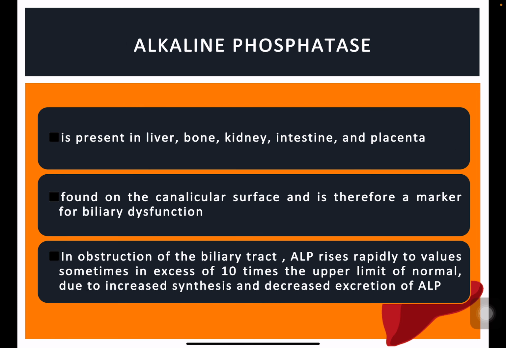Alkaline phosphatase is present in the liver, the bone, the kidney, intestine, and placenta. And it is found on the canalicular surface and is therefore a marker for biliary dysfunction together with your gamma glutamyl transferase. So in obstruction of the biliary tract, the ALP rises rapidly to values exceeding 10 times the upper limit of the normal, again due to the increased synthesis and decreased excretion of the enzyme.